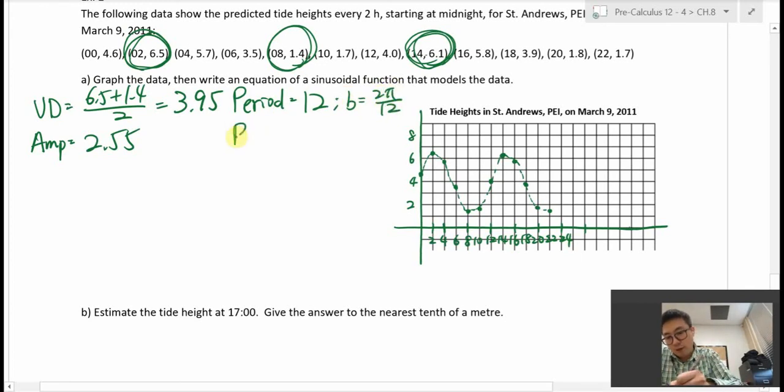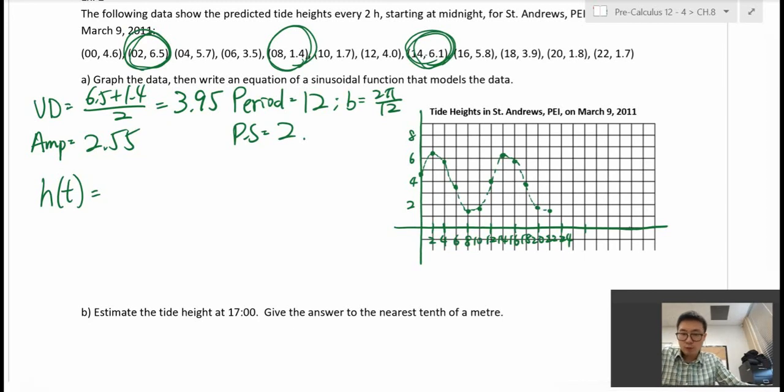And finally, the phase shift. We haven't figured out which graph we're going to use, hey? Why don't we use the cosine graph? Sure, the cosine graph starts from the maximum, which is 2 hours to the right. So that'll be 2. Okay, so now we can write an equation, h of t. I will tell you which function you need to write, sine or cosine, on the test, for sure. So it's easier for me to mark, because I don't need to do 2 answers.